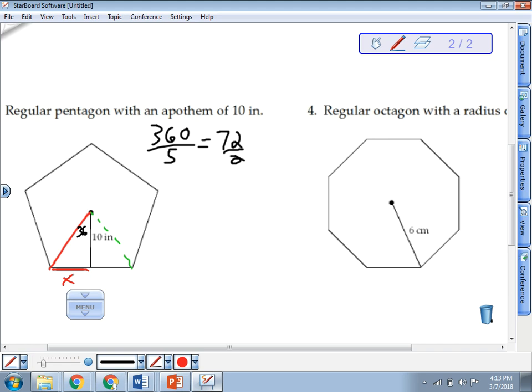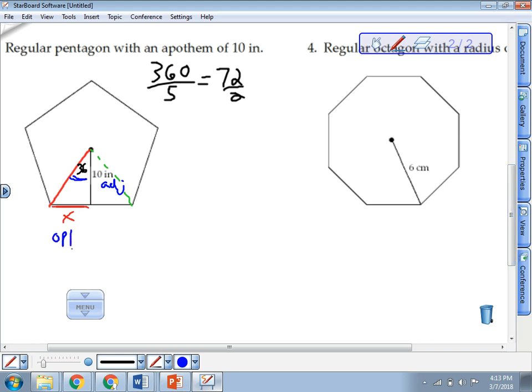I'll call that X. So using trig, here's our reference angle right here. This is the adjacent side, and this is the opposite side, the side we're trying to find. Which involves opposite and adjacent, that's tangent. So I'm going to set up my tangent proportion. We're going to say tan 36 equals the opposite, which is X, over the adjacent, which is 10. Once I cross multiply, X is going to equal tan 36 times 10, which gives us about 7.3.